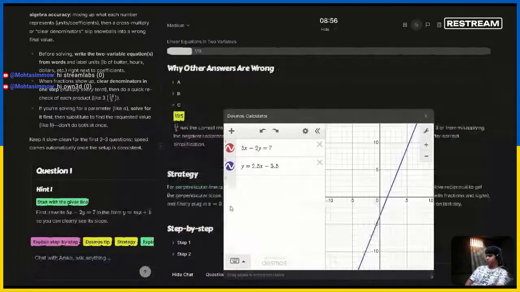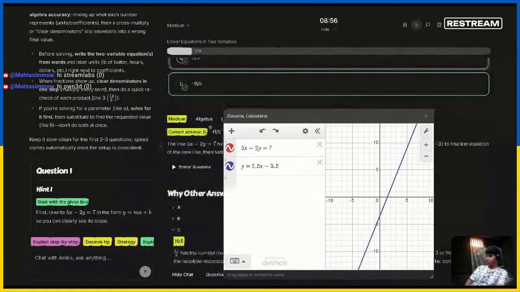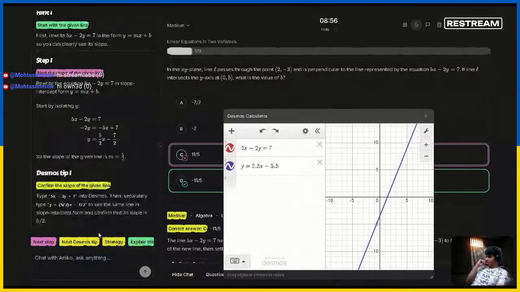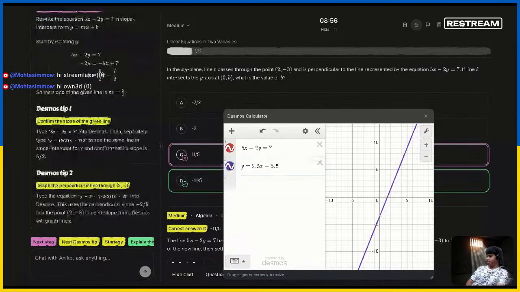Wait, give me another hint. Is that hint or is that step by step? I think that's step by step. You know what this is. Okay, type 5x minus 2y equals. Yeah, so the slope is 2.5. It's 5 over 2, also 2.5. Oh yeah, look at that, they're both 2.5. Okay, then what?